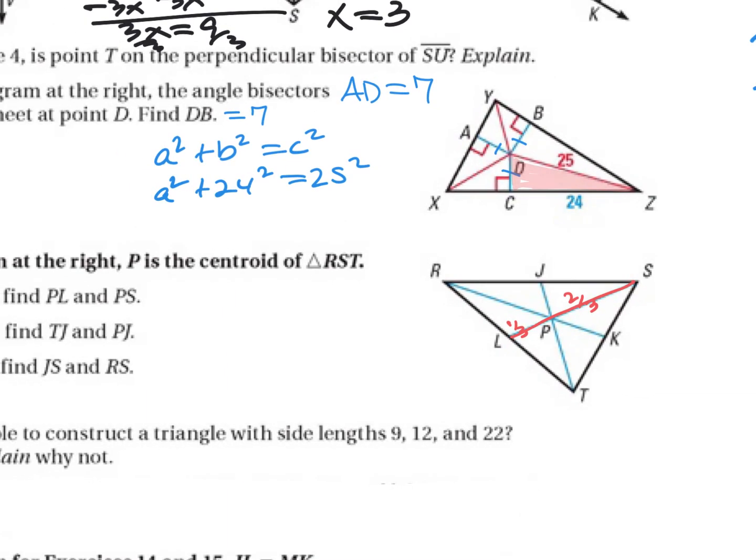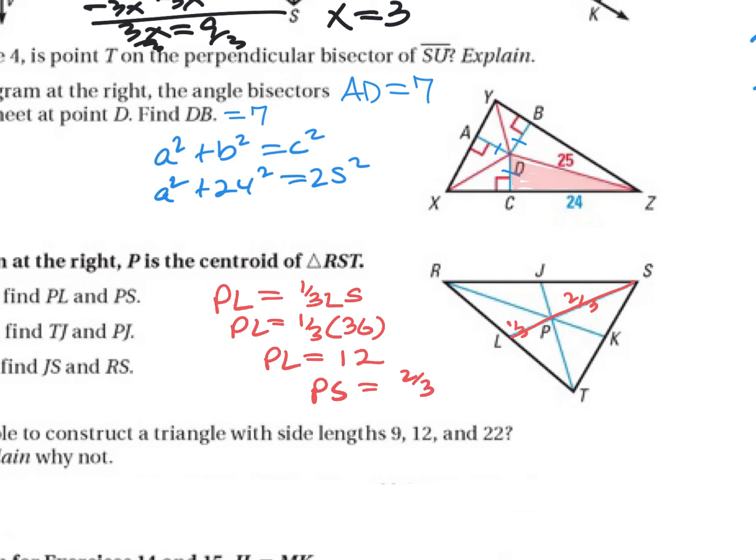So in order to find the length of PL, I know that PL is going to be 1/3 of LS. So if I put in the length of LS, it's 36. And 1/3 of 36, PL is 12. To find PS, I know that PS is going to be equal to 2/3 of LS. So 2/3 of 36 is going to give me, if I simplify diagonally here, make it a 12, PS equals 24.